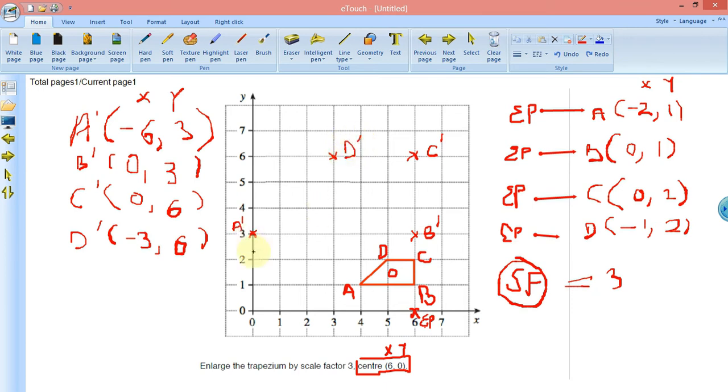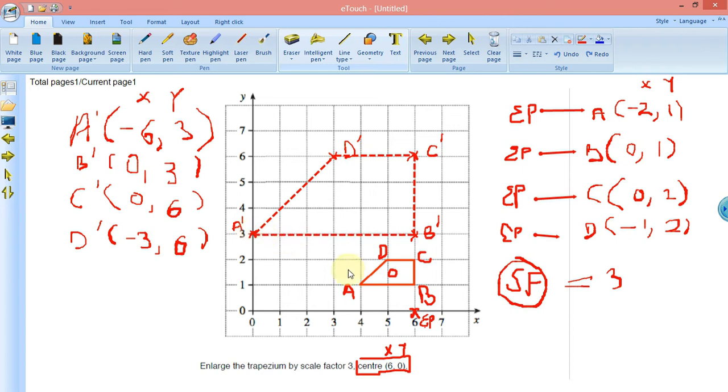Especially when the reference point is not 0, 0. So we are done, guys. I'm just joining the coordinates. I want to use a broken line this time around. So join A prime to D prime, D prime to C prime, C prime to B prime, and finally B prime to A prime.